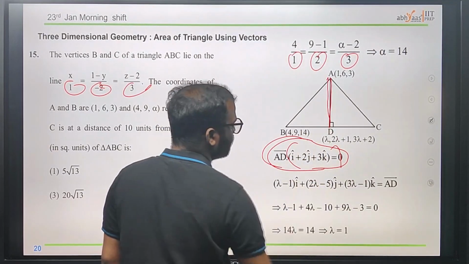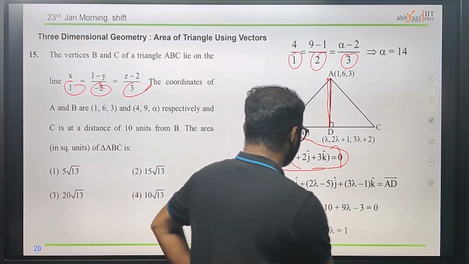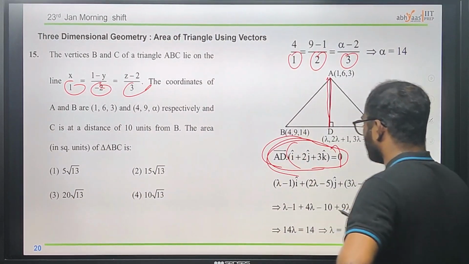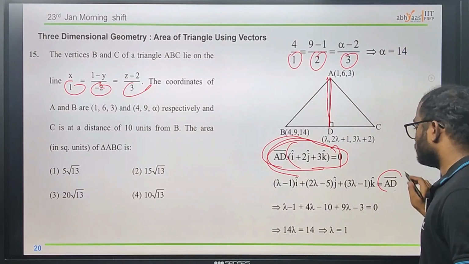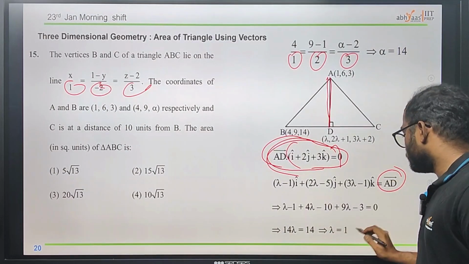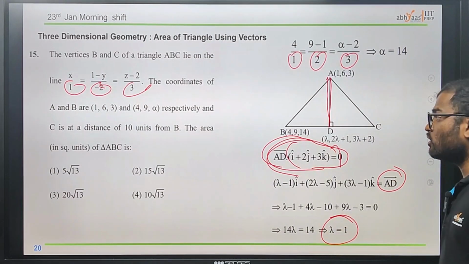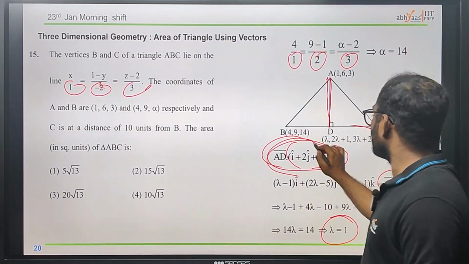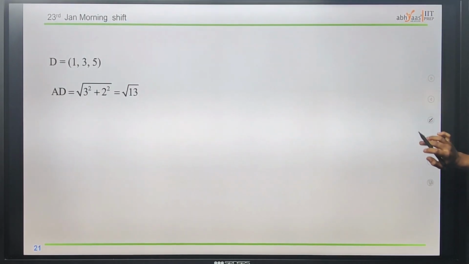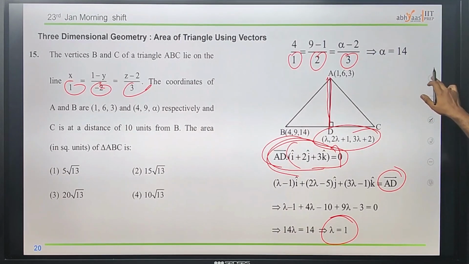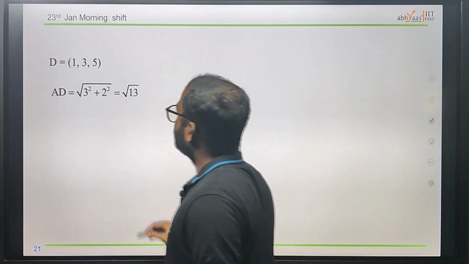Perpendicular leads to 0. After taking the dot product of this, we get AD, which leads to lambda equal to 1. Okay, we got the lambda value. Now just substitute those values into this one, which is the foot of the perpendicular. Now that leads to D being (1, 3, 5).